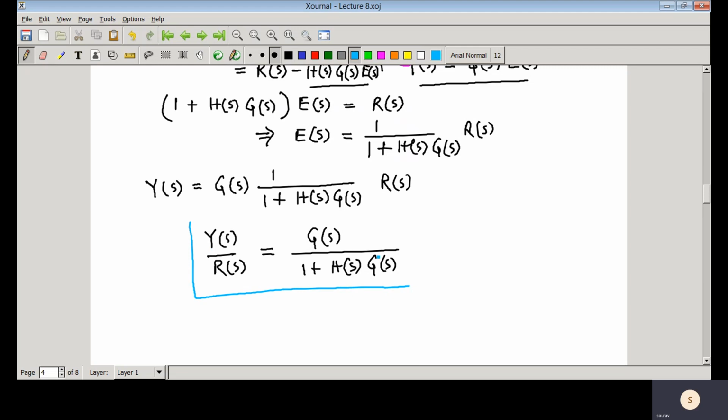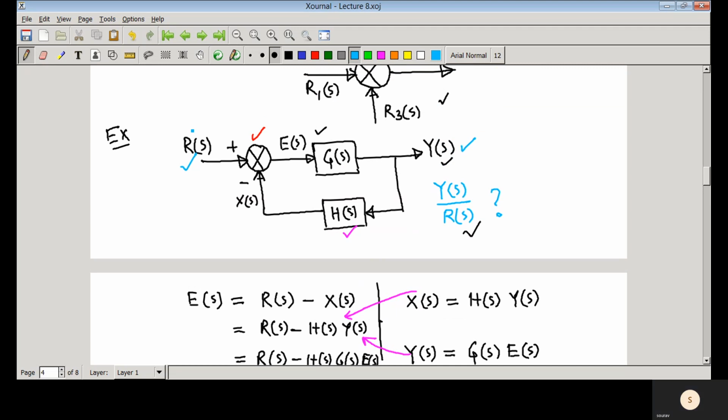the transfer function from reference command R(s) to Y(s). Now one interesting thing you can notice here, that this is a closed loop control system, and this particular portion of the block diagram is called the forward path, and here this is the feedback path.